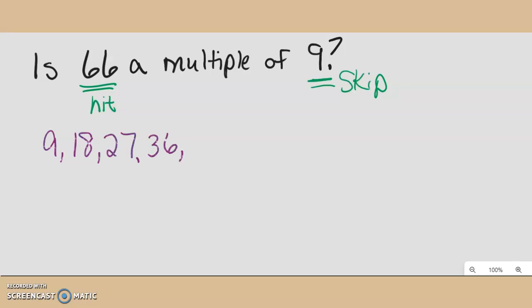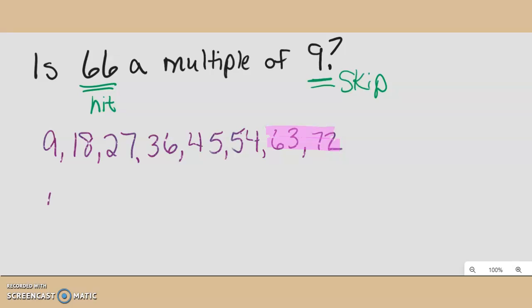We're just trucking right along. And here we go, and then 72. I'm going to stop right there. The reason I'm stopping is that if I would have hit 66, it would have been somewhere between those numbers. And I did not hit it. I hit 63 and 72. But if I'm using multiples of 9, I'll never hit 66.